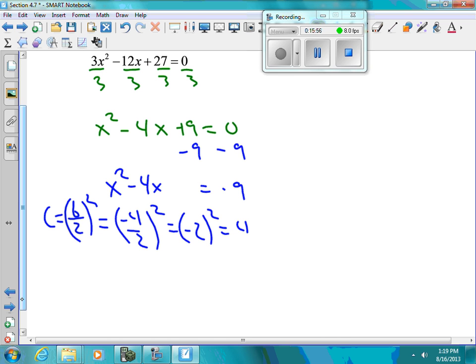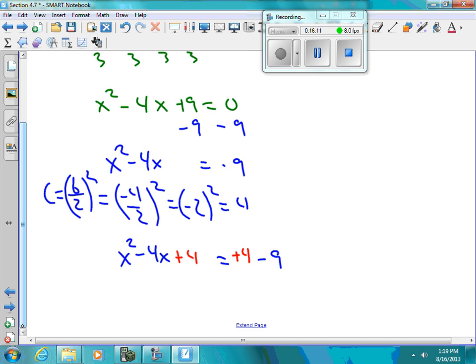Oops, let's write this out again. X squared minus 4x and negative 9 on this side. Let's add a 4. So when I add 4 to both sides, I get, on the right side, negative 5. Over here, I get x squared minus 4x plus 4.